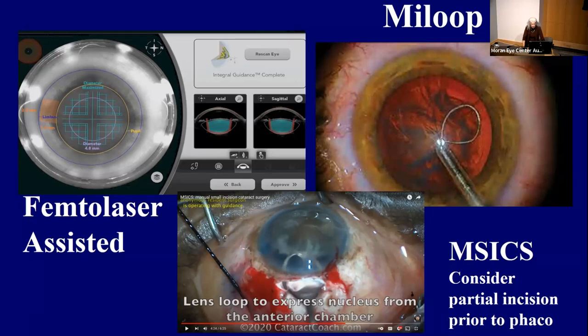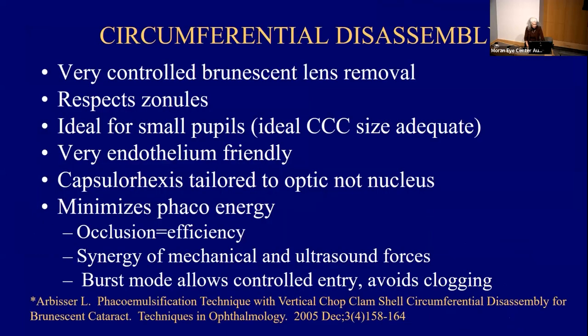And femto laser, you need an awful lot of energy to get through one of these lenses and make a big difference. So I came up with something that I call circumferential disassembly. It's very controlled for brunescent lenses. It respects zonules, as you'll see.